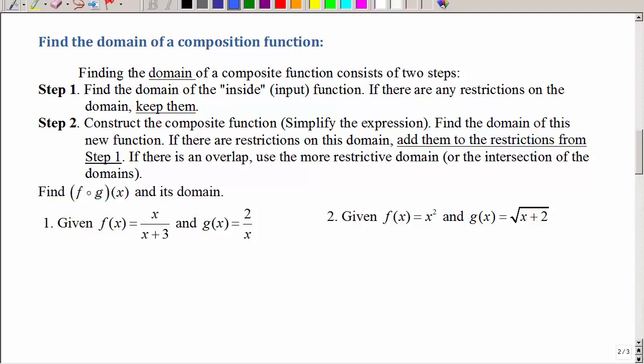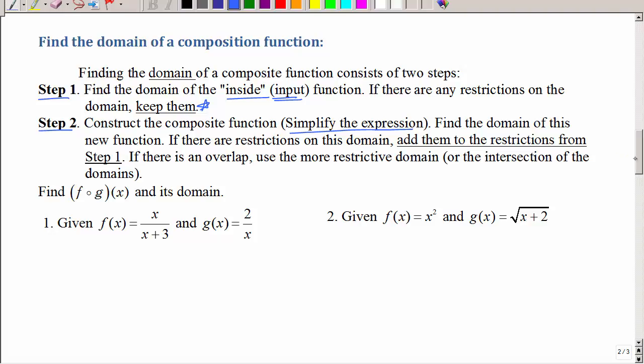How do you find the domain of a composition function? We have two steps. You cannot skip step one. Find the domain of the inside or input function and keep any restrictions. Then we construct the composition function, we need to simplify it, find the domain of that, and then take those restrictions together.